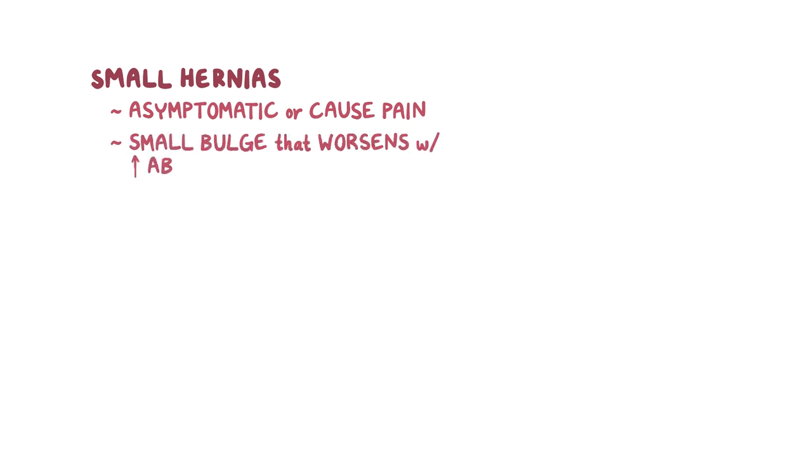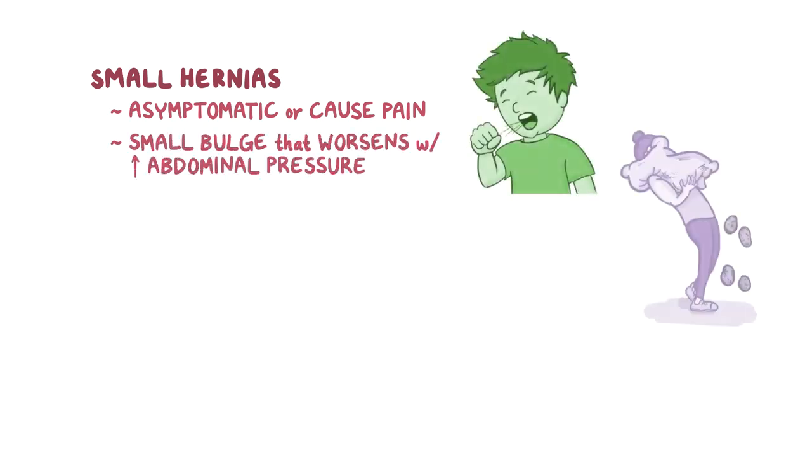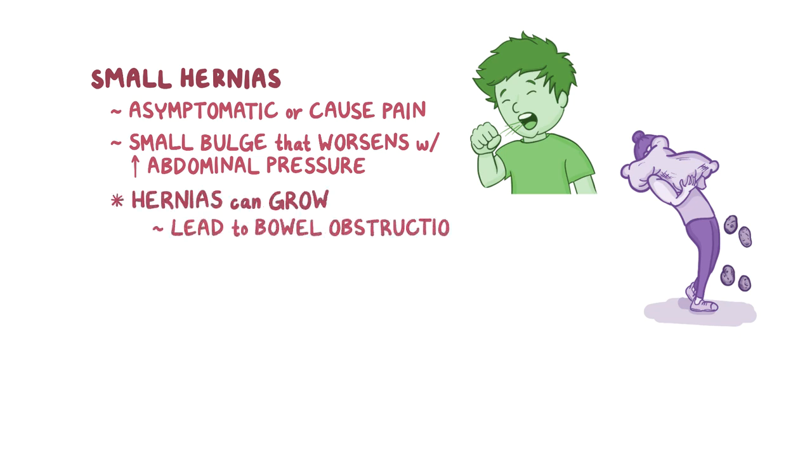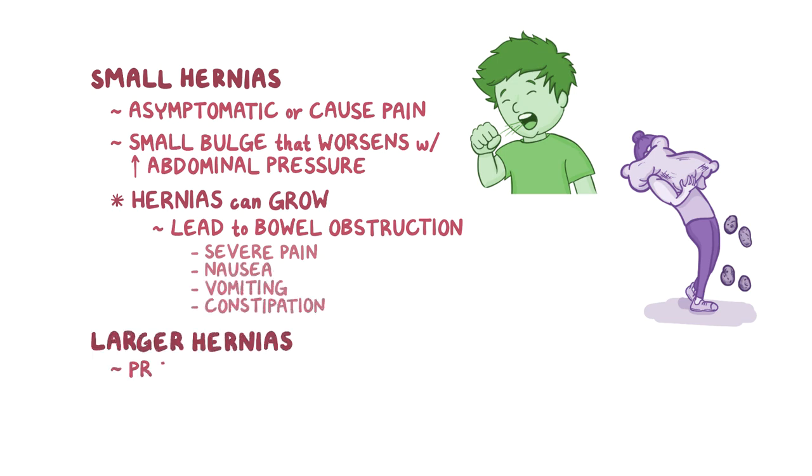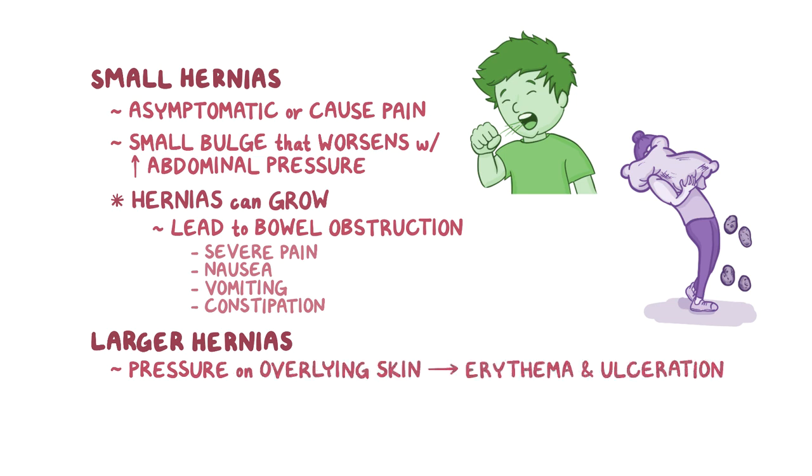Small hernias can be asymptomatic, or they can cause pain and create a small bulge that can worsen with increased abdominal pressure from coughing or straining. Over time, hernias can grow and lead to bowel obstruction, causing severe pain, nausea, vomiting, or constipation. Larger hernias can put pressure on the overlying skin, causing erythema and ulceration.